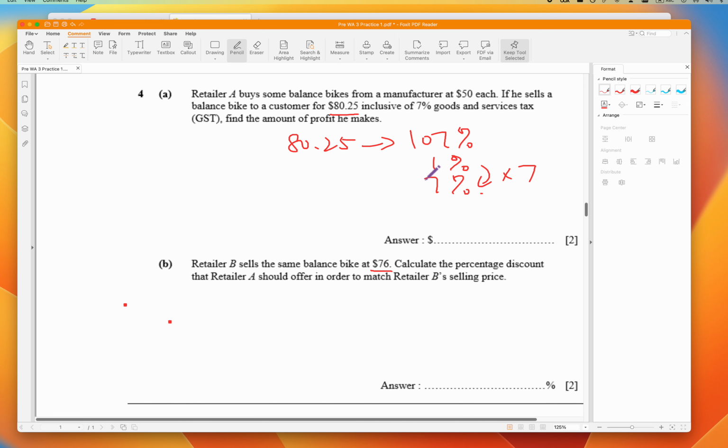Okay, good. So once you get this right, now they say find the amount of profit he makes, right? So once you get the 7%, then you will know that you need to use the 80.25 minus the 7%, which is how much?